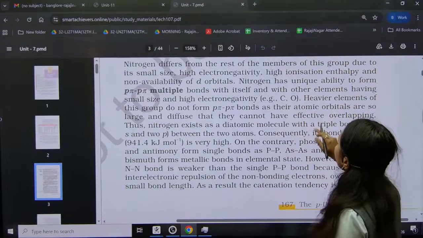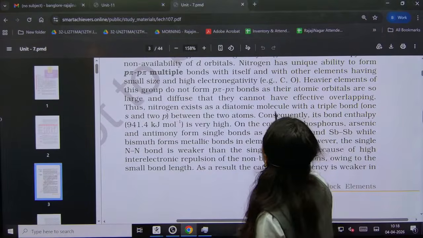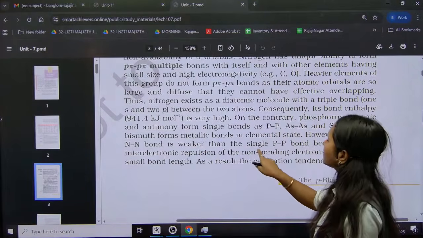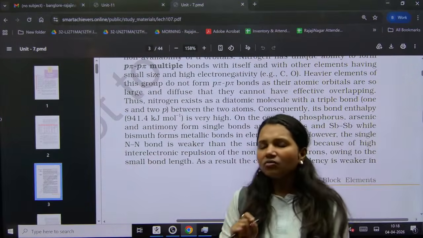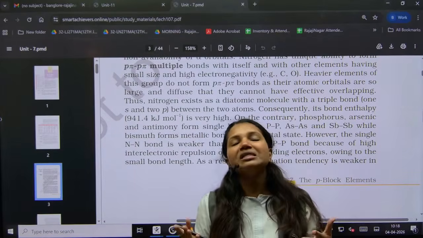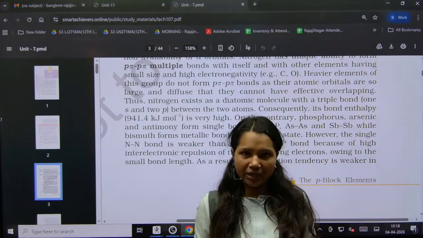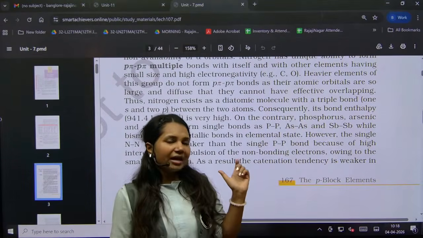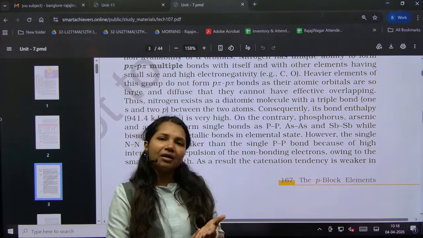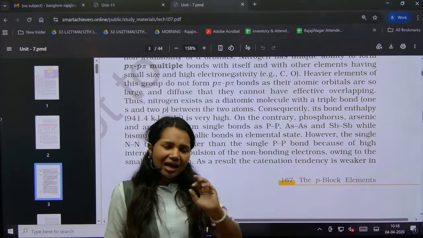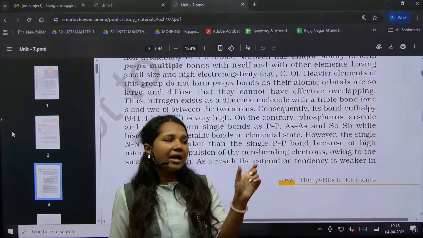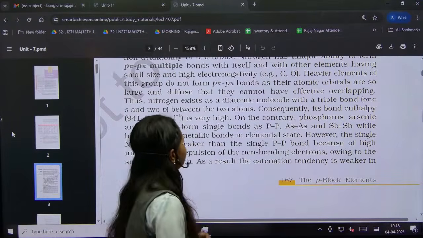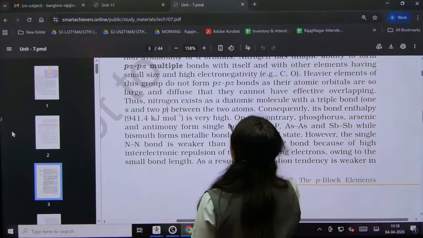However, the single N-N bond is weaker than the single P-P bond. Just focus here, again I am telling you, whatever statements are given in the NCERT are very important. In the exam, they can ask you questions directly from these statements. So what they have told here, N triple bond N is very strong as compared to others. But when they talk about N single bond N and P single bond P, then N single bond N is weaker.